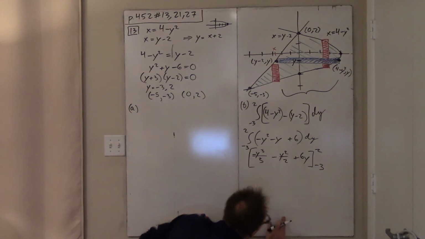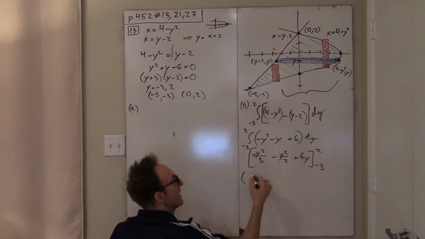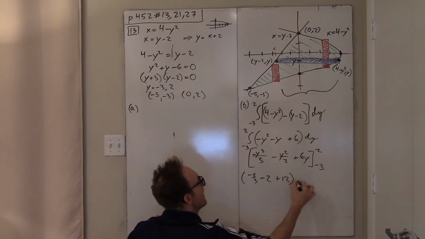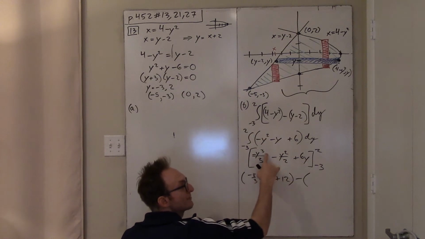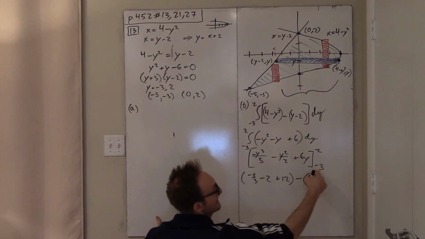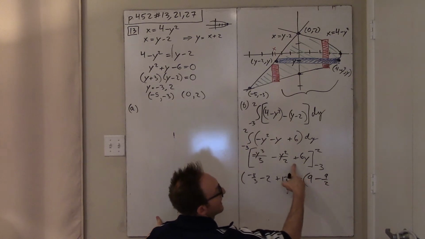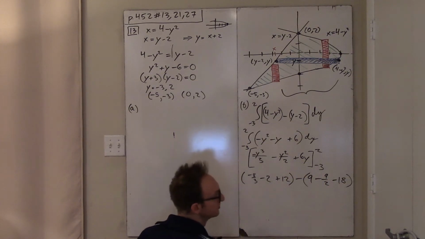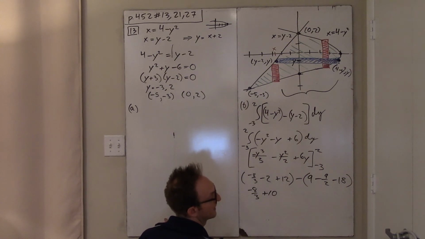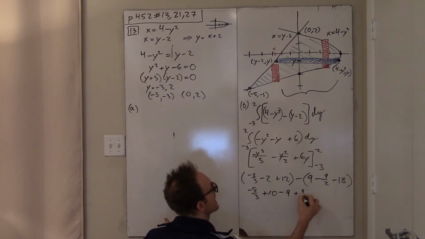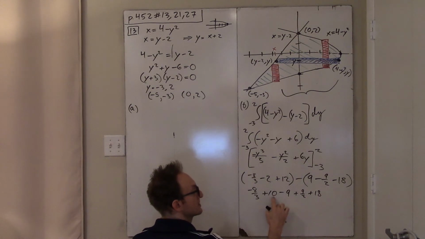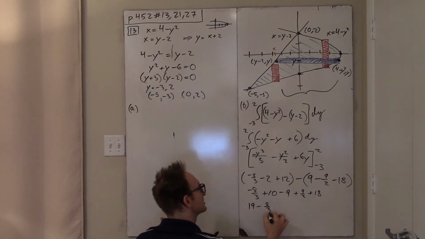So what do I get? When I plug in 2, I'm going to get -8/3, then -2, and then 12. Minus, what happens when I plug in -3? -3 cubed is -27, but then there's a negative, so 27, so it's 9. And then that becomes minus 9/2, and then minus 18. Whew, this is hard. Okay, -8/3, it's plus 10. Let's see, what do I get? Minus 9 plus 9/2 plus 18. So what's all that? That's 18 minus 9. So it's 19 minus 8/3 plus 9/2.